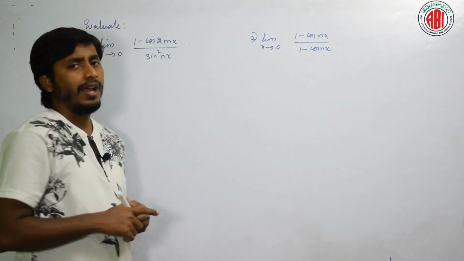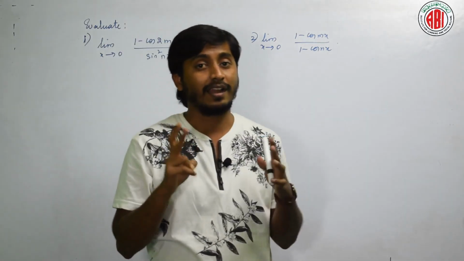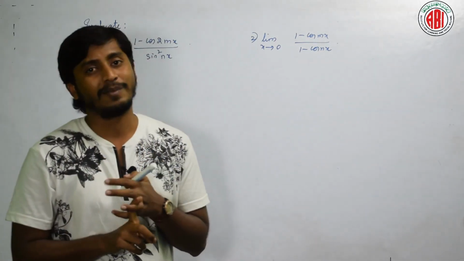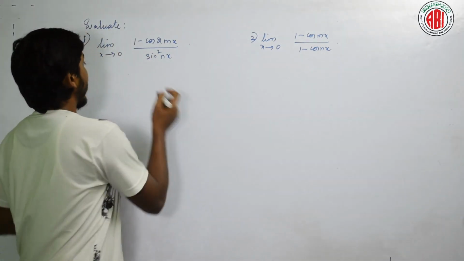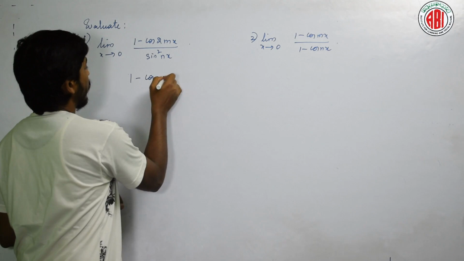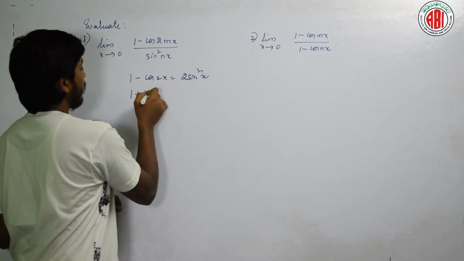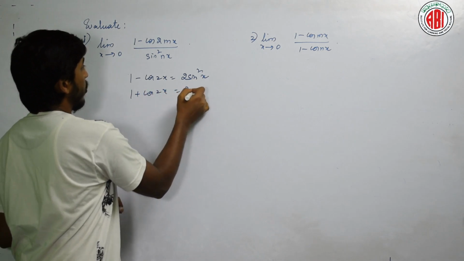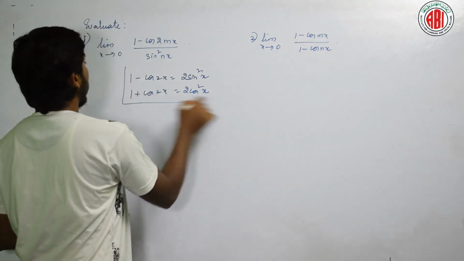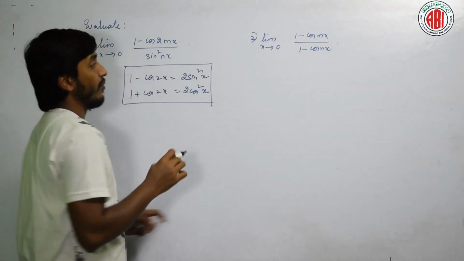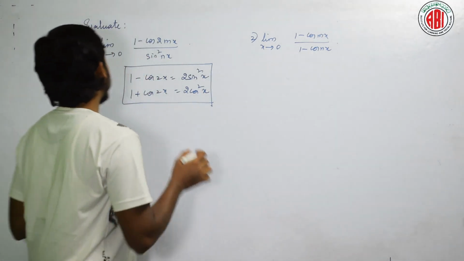Whenever you do calculus, we have to remember two main formulas: 1 minus cos 2x and 1 plus cos 2x. 1 minus cos 2x is always 2 sin square x, and 1 plus cos 2x is 2 cos square x. These are the basic formulas and very important whenever you solve a problem in calculus. Is it okay? Just substitute it here.